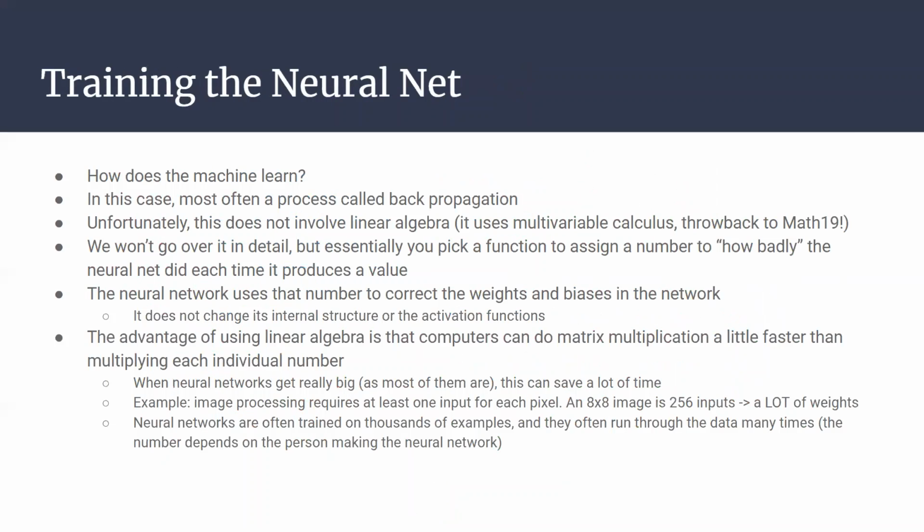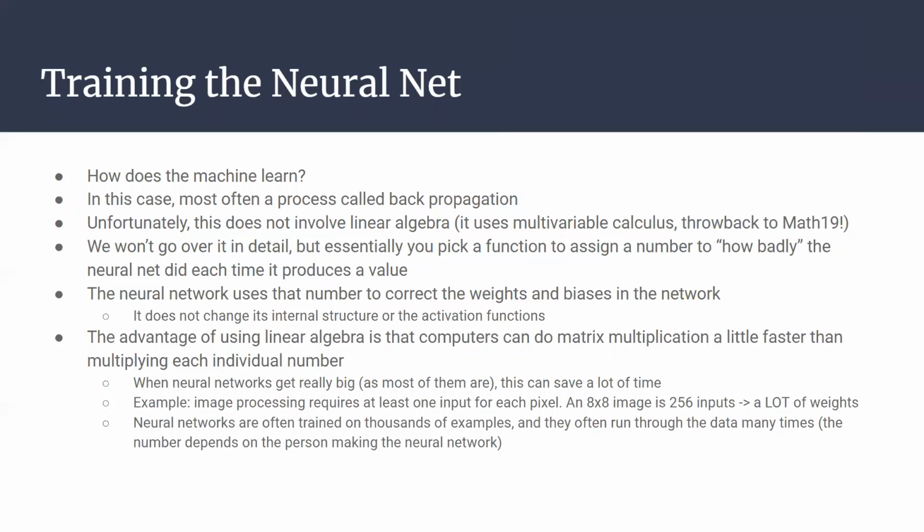So for training the neural net, that's most often done through a process called backpropagation, which does not involve linear algebra, so I won't go into too much detail, but it does use multivariable calculus. So if you want to look it up, you might be able to understand what they're talking about. But essentially, you pick a function that can assign a numerical value to how badly the neural net does each time it produces a value based on the training data. And then it uses that number to correct the weights and biases in the network.